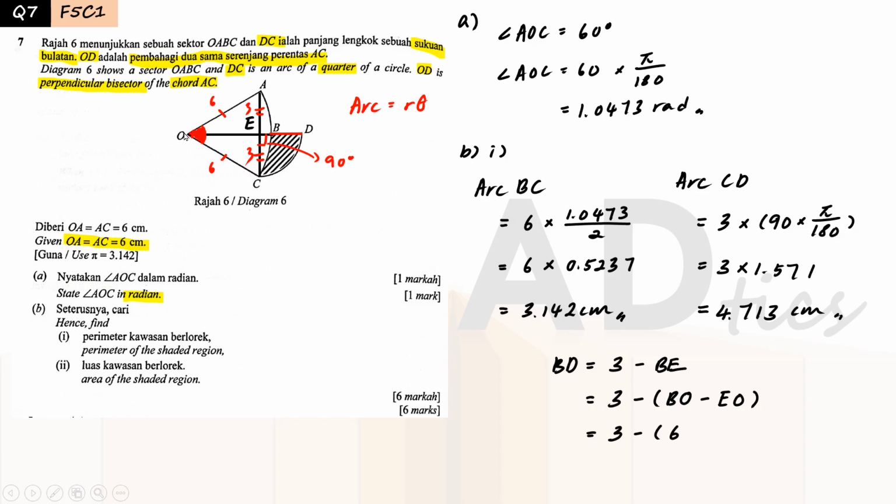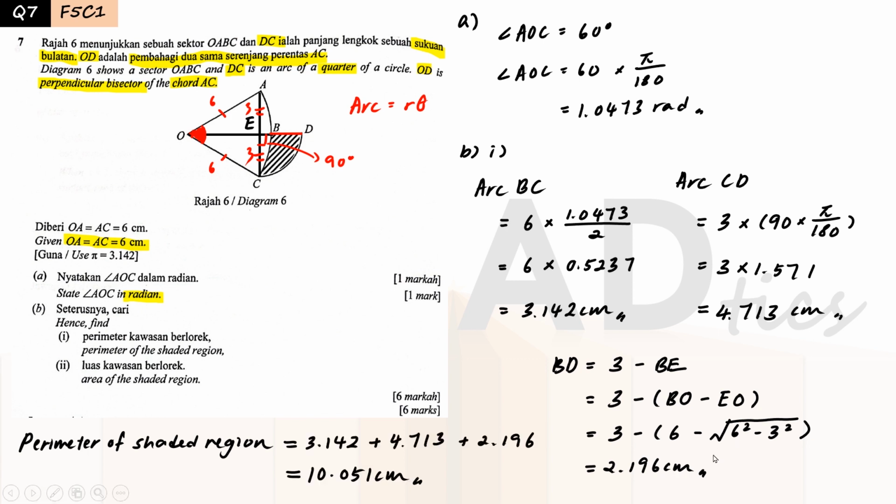Then for EO, if you realize, it's part of this triangle OAE. This is a right angle triangle, so we can use the Pythagoras theorem to help us. To find OE, it's 6 squared minus 3 squared, and then we square root. With all of this, we can find the length of BD, which is 2.196 cm. Now we have the length of all 3 lines, so we can add them up together to find the total perimeter, which is 10.051.